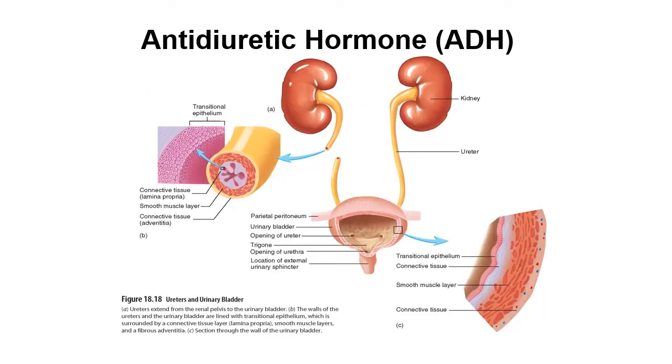Antidiuretic hormone is also secreted by the posterior pituitary gland. This hormone acts upon the kidneys. This hormone causes your kidneys to retain water.